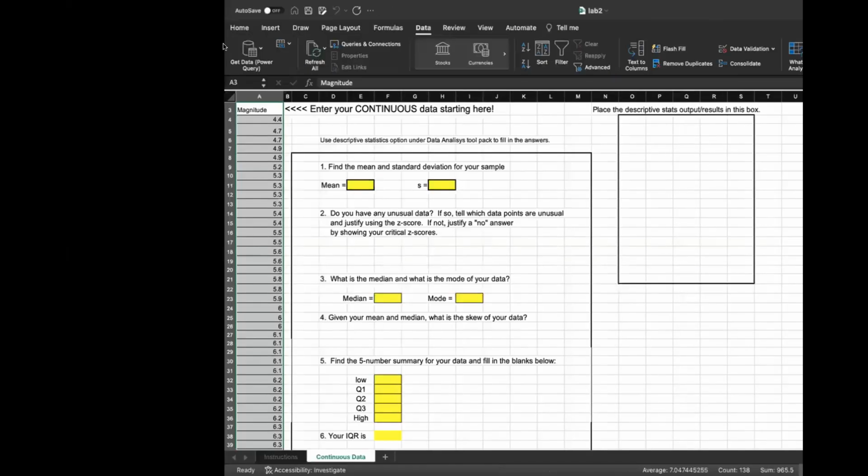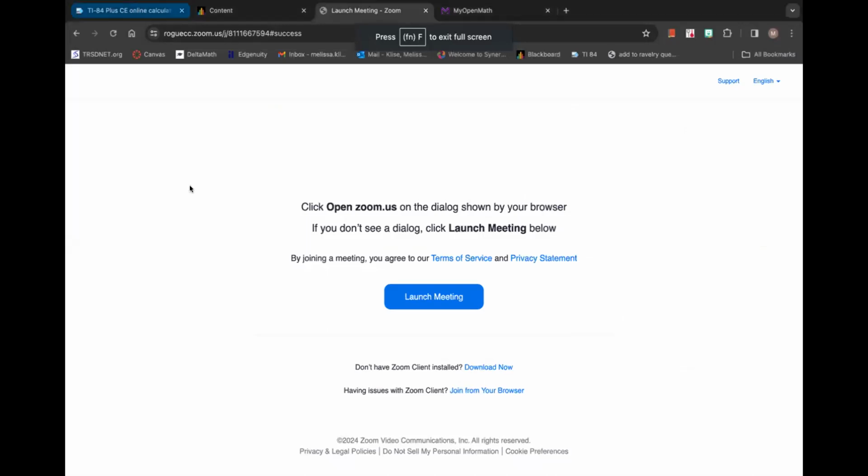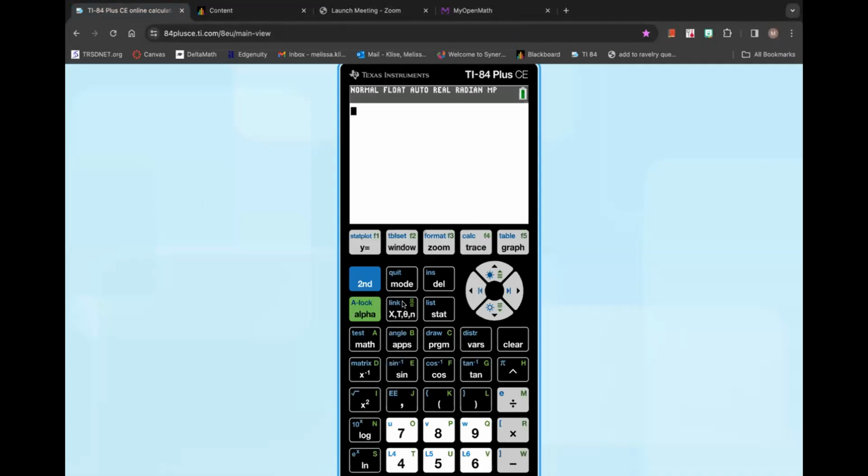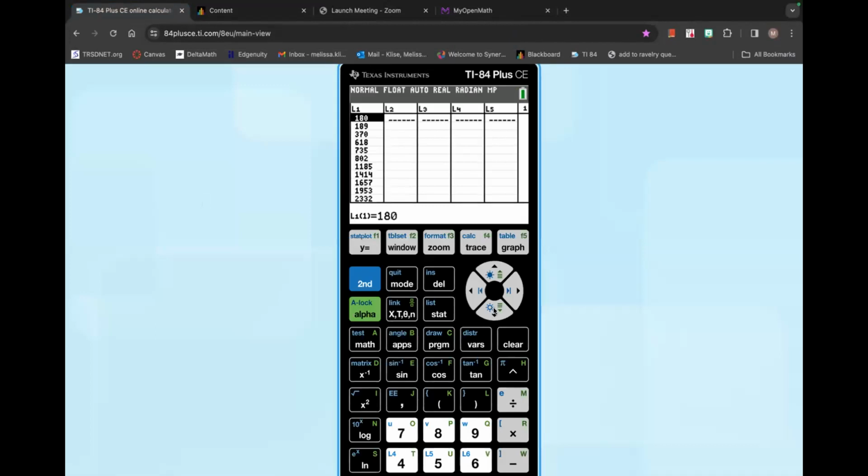I'm on the wrong spot. Okay, here's my calculator. I put the highway loss data into my L1 list. So here's all the highway loss data right here. And when I first put them in, I made a typo, and so I had to go through it and find the error. The most common error is a typo in your list. So always look it over again. So I have my highway loss data there.